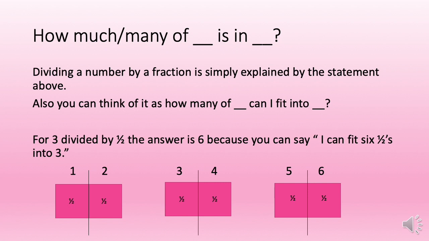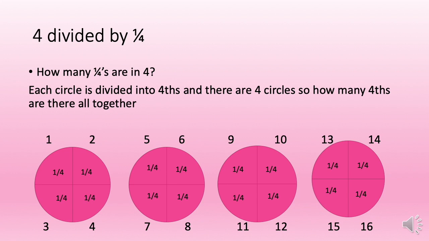As you can see by the picture on the bottom of the screen, there are 3 rectangles, each divided in half, and then you go back and you count how many halves there are, and there are 6. In the problem 4 divided by 1/4, you can say how many 1/4 are in 4, or how many 1/4 can I fit into 4. Each circle at the bottom of the screen is divided into fourths, and there are 4 circles, so how many fourths are there altogether? And there are 16.